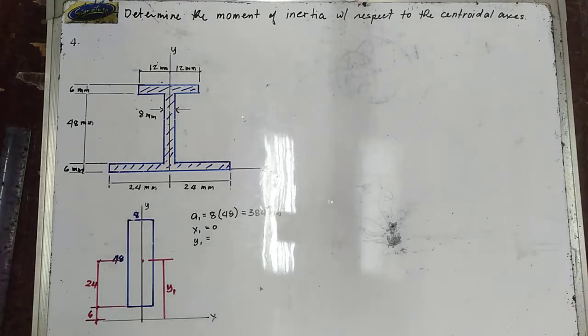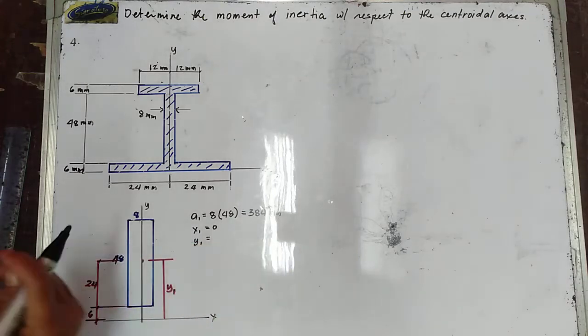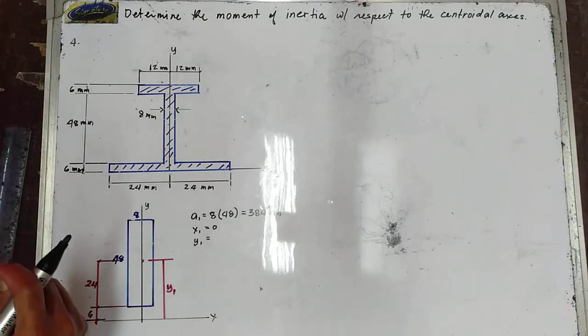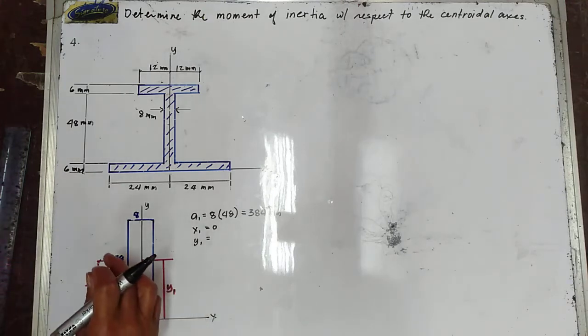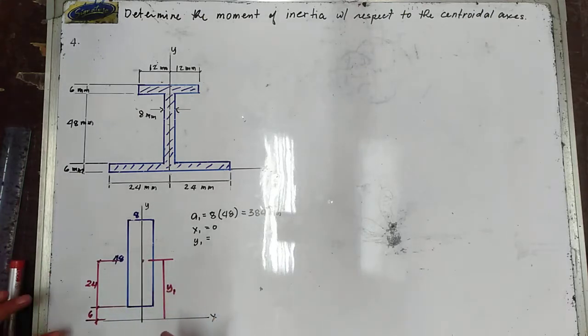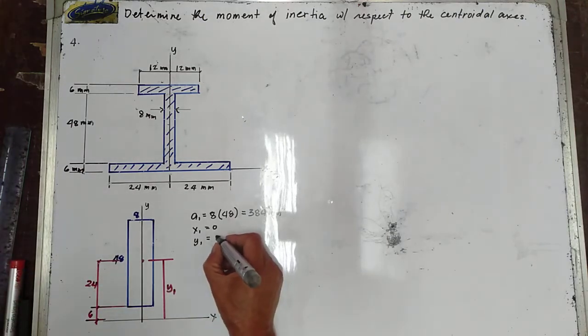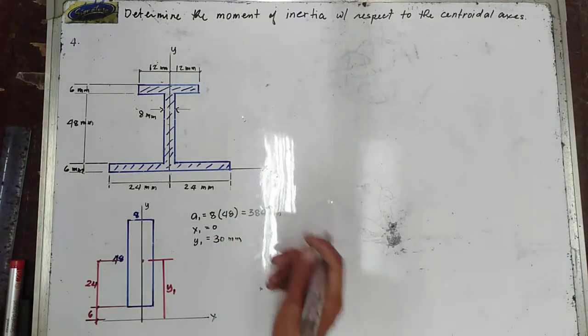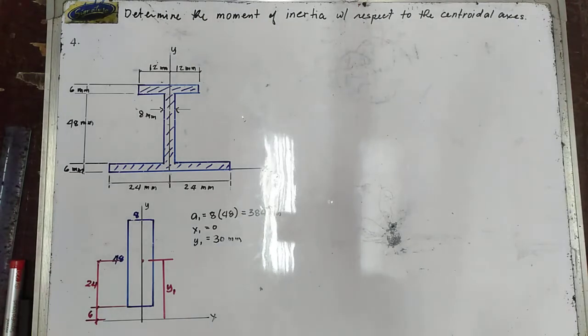Hence, the value of y1 is equal to 24 plus 6. So that one is equal to 6 millimeter. So 24 plus 6, this is equal to 30 millimeter. So we have 30 millimeter.